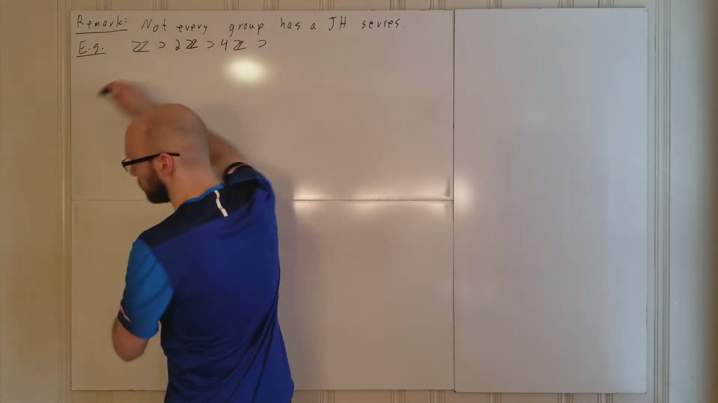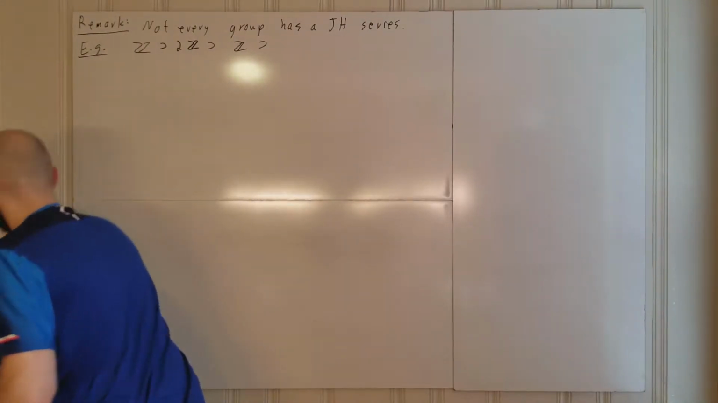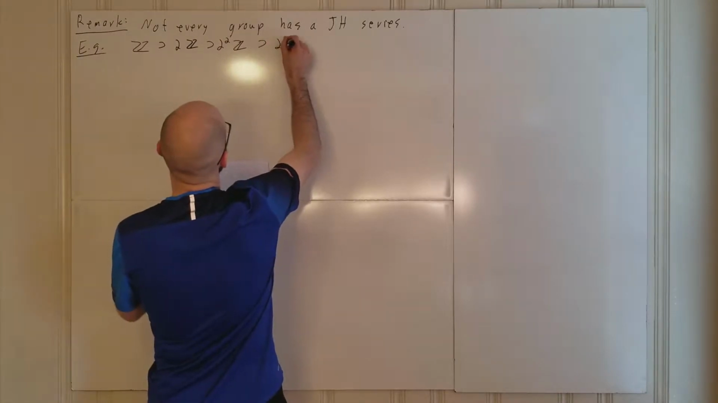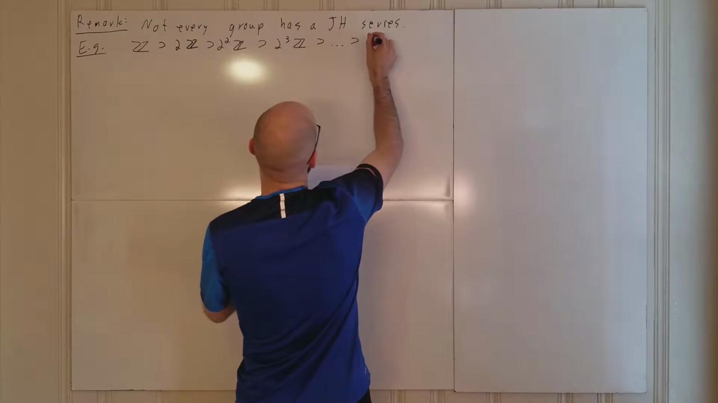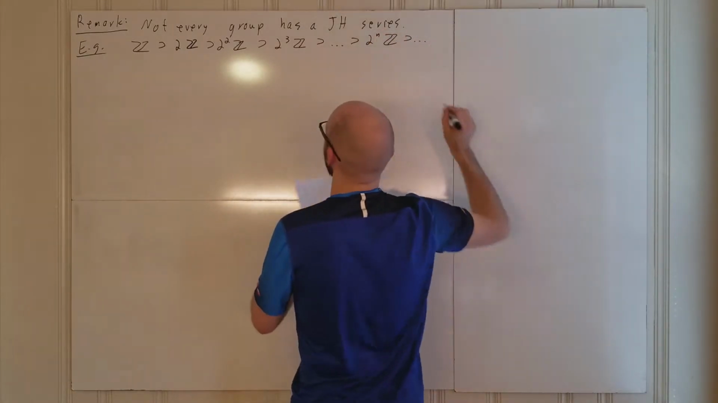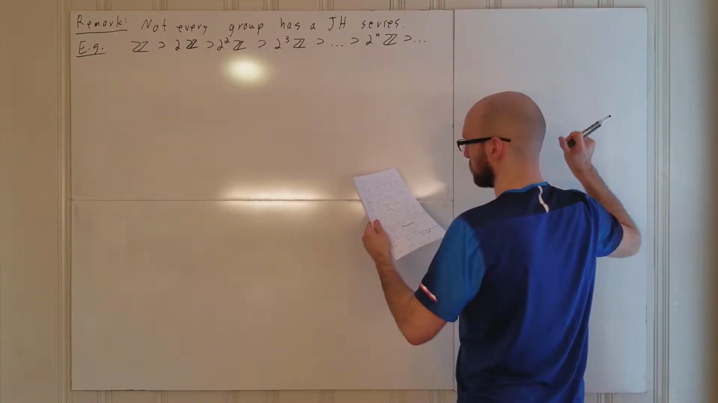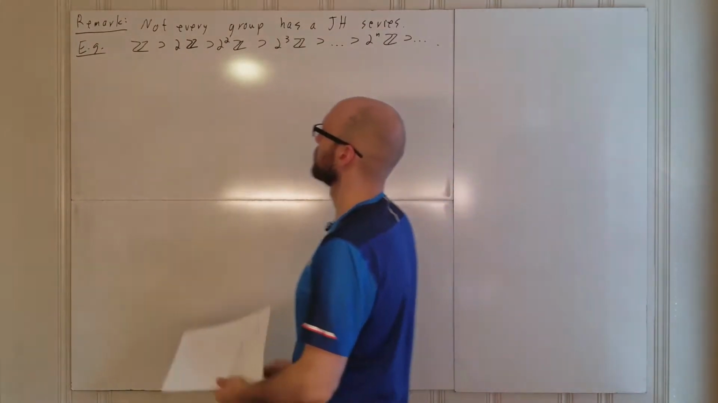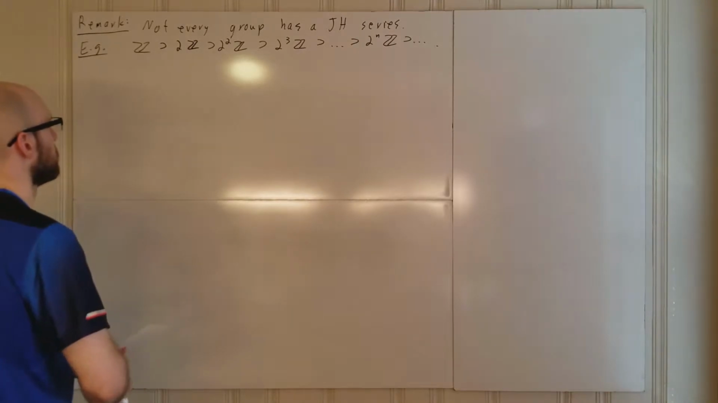So that's 4. How can we write 4? 4 is 2 squared. And then we have 2 cubed Z. And then we just keep going. Okay, so this doesn't prove that it has a Jordan-Holder series by itself.